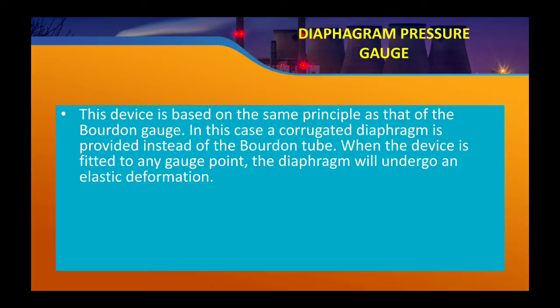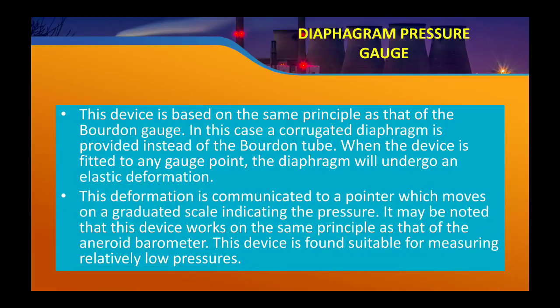When the device is fitted to any gauge point, the diaphragm will undergo an elastic deformation. This deformation is communicated to a pointer which moves on a graduated scale indicating the pressure. It may be noted that this device works on the same principle as the aneroid barometer. This device is found suitable for measuring relatively low pressure.